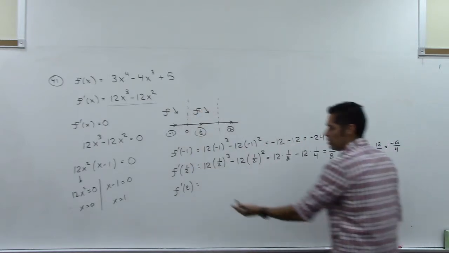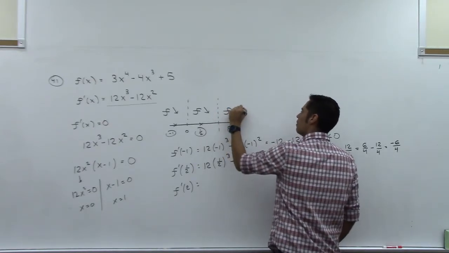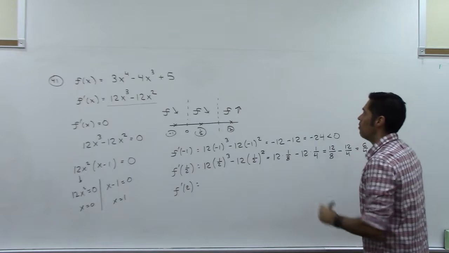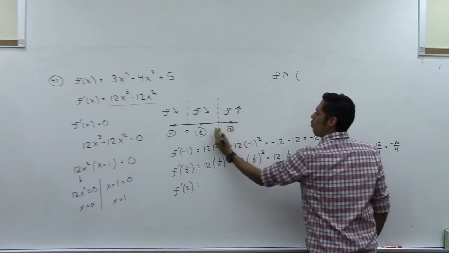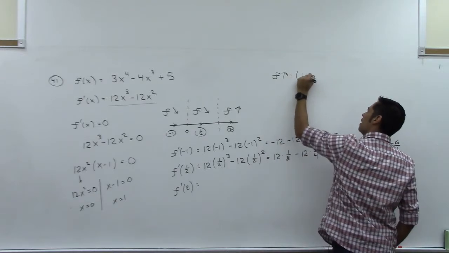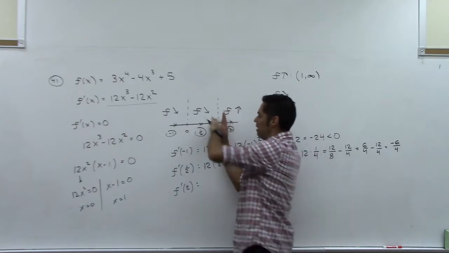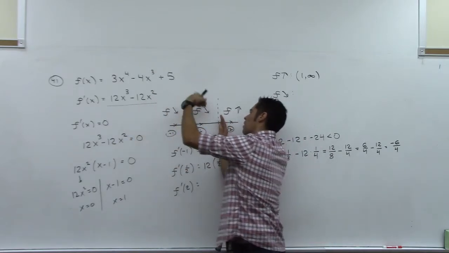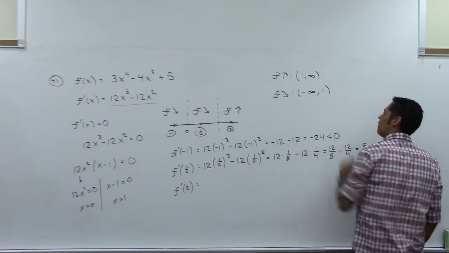And then if we plug in 2, I won't do it, we're going to get a positive number, so it'll go up. All right, so where is my original function increasing? Well, from 1 to the right, so from 1 to infinity. And it's decreasing to the left of 1. All of this stuff, it's always going down. So I'm going to say -infinity to 1.